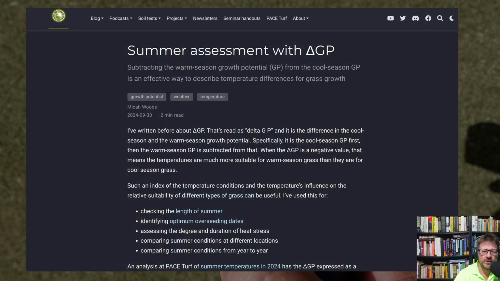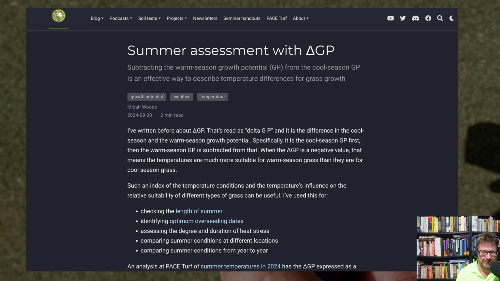This is a blog post with the title Summer Assessment with Delta GP. And I want to explain to you what Delta GP is. By delta, I mean change. So it's the Greek letter delta, or a triangle for the capital delta. Delta GP. GP here stands for growth potential. And what it is, is the difference between the cool season growth potential and the warm season growth potential.